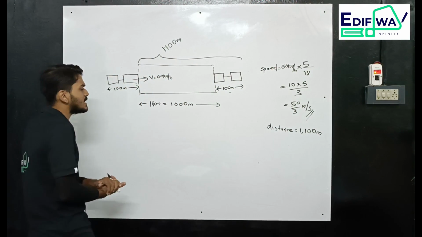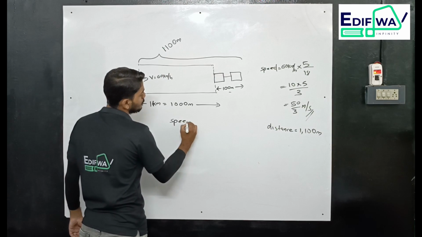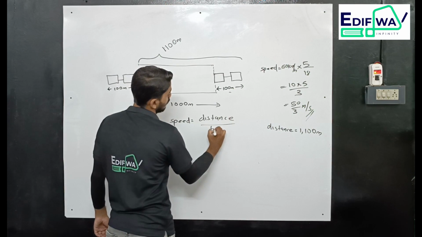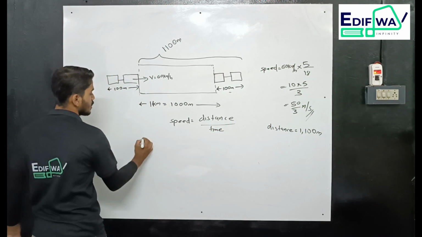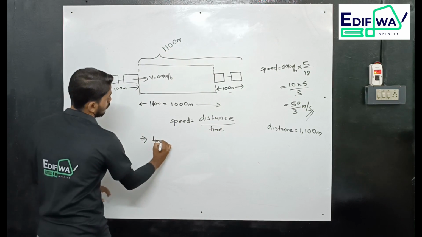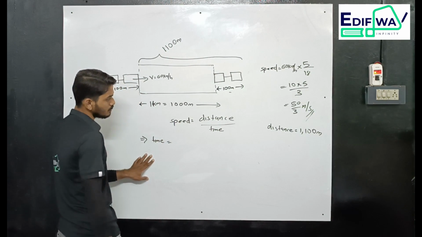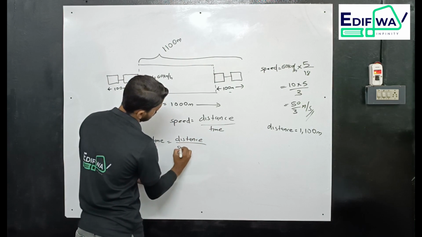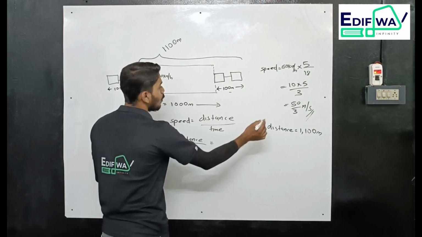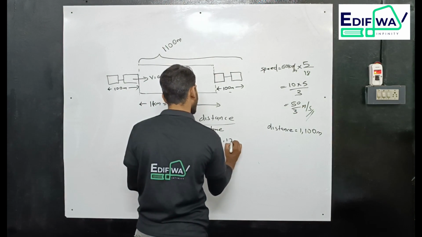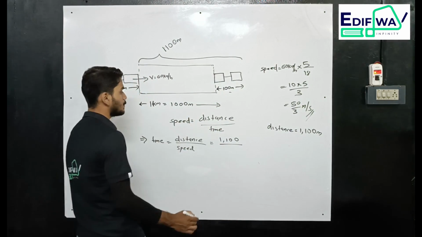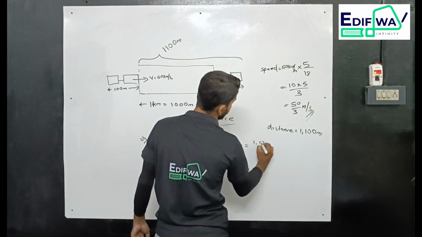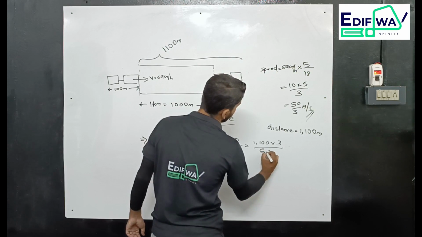Now you need time, right? What is the equation? Yes, the basic equation itself. Speed is equal to distance by time. So from this equation, time is equal to distance by speed. What about your distance? It is 1100, and your speed is 50 divided by 3. So this becomes 1100 multiplied by 3 divided by 50.